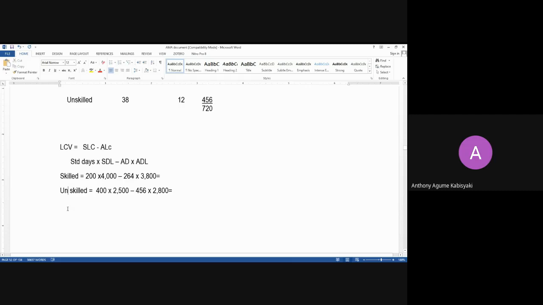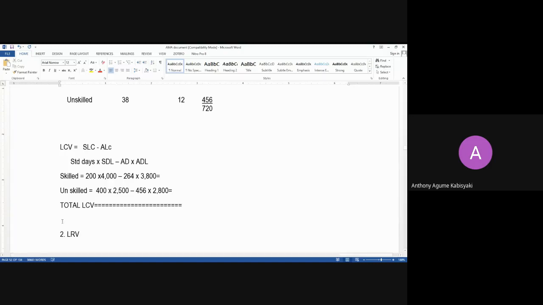So I expect you to add, then you will get for each category, then you will get the total labor cost variance after adding whatever you get. Then you also compute the labor rate variance, that is the second one.